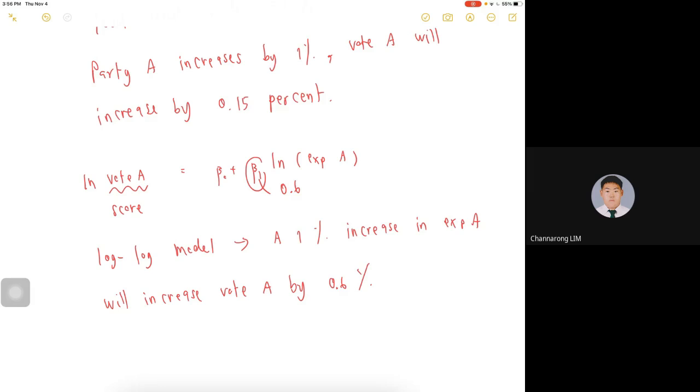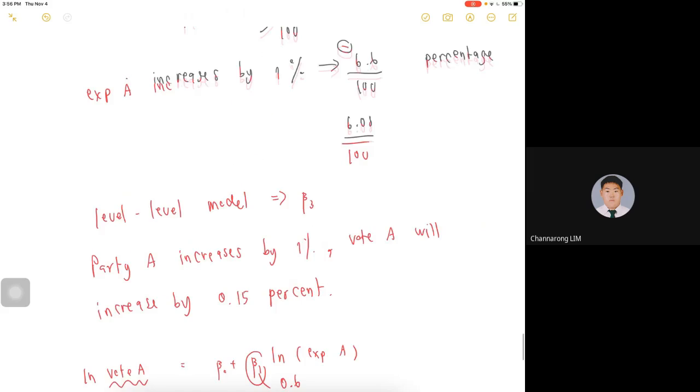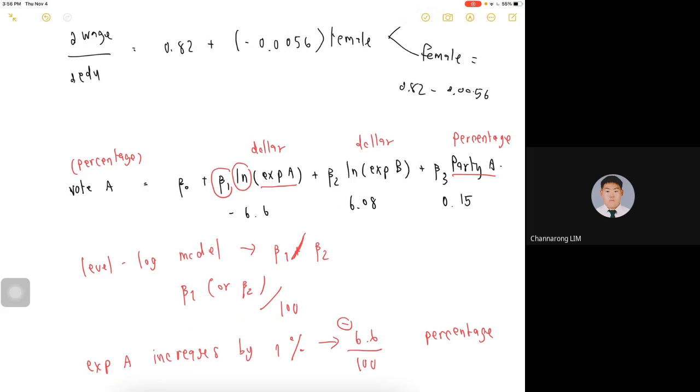So actually, the way you interpret a log model is the same as the way you interpret beta 3 here. But for beta 3 here, you did not take natural log of the variable, but the variable already has a unit as percentage. So that's why you can use beta 3 to interpret as an elasticity, but you don't have to take natural log into it. Does it make sense? Do you have any question?